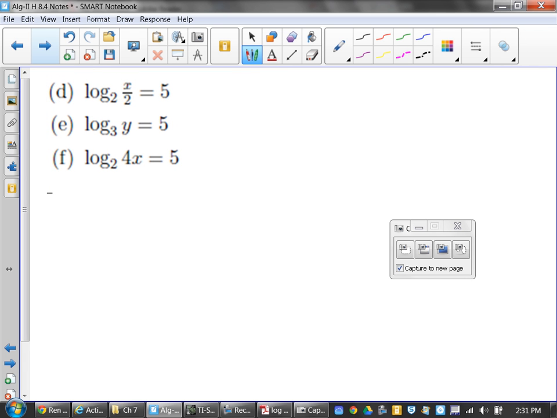All right. 2 to the 5th power is x over 2. What's 2 to the 5th? So 32 equals x over 2. What's x? 16. You don't divide with a fraction, because you undo that by multiplying. So this becomes 2 to the 6, which is 64. That's why you get 64, not 16.